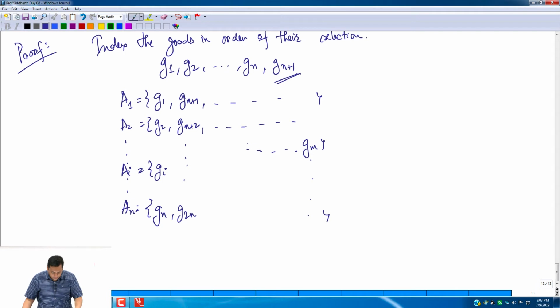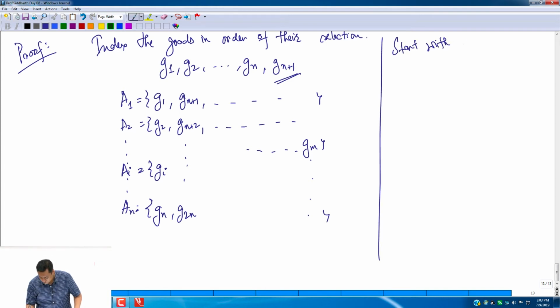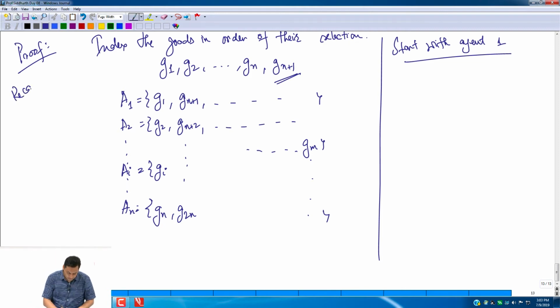Fine, so this is what the partition looks like. I've indexed it so that things match out cleanly. But here's the nice observation. So let's just start by looking at agent 1, and recall, very crucially, that the valuations of all the agents are additive.